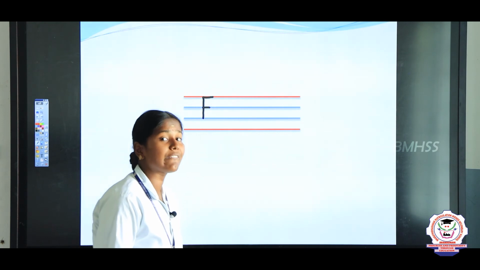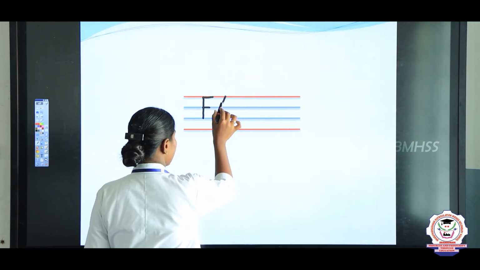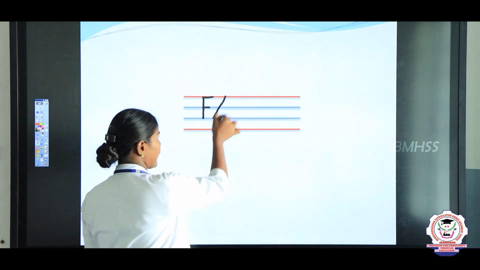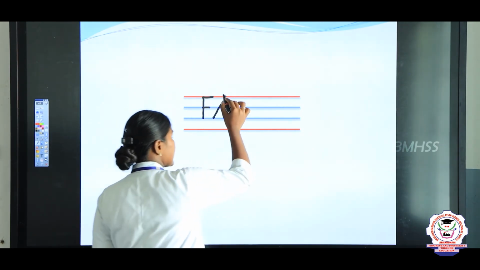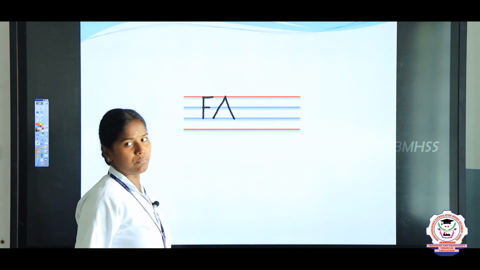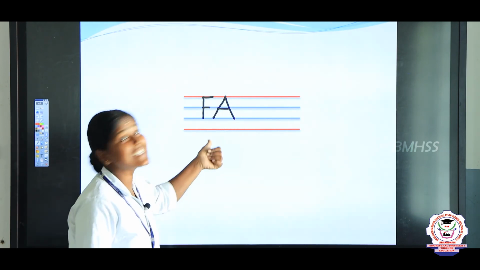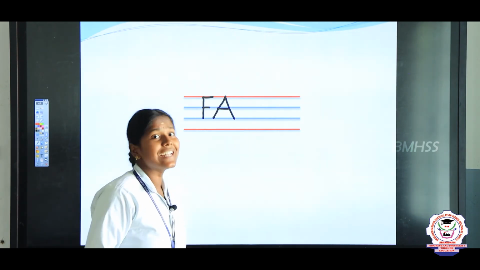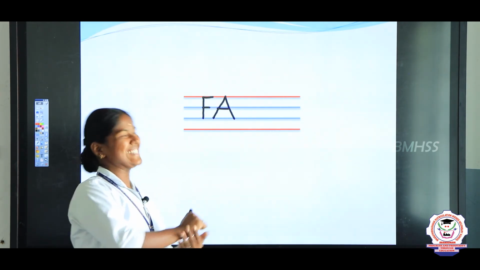The next letter of fan is A. To write A, touch the top pink line and draw one slanting line till the bottom blue line. And the same way, draw one more slanting line like this till the bottom blue line. In the center, draw one sleeping line like this. This is the letter A. The next letter of fan is F-A. The next letter? Yes, it is N.